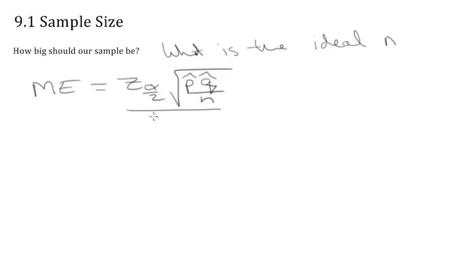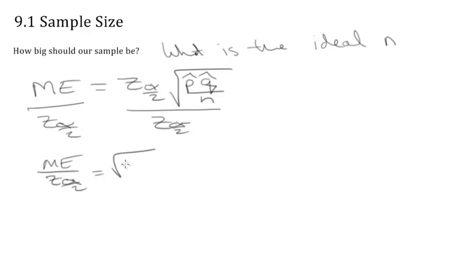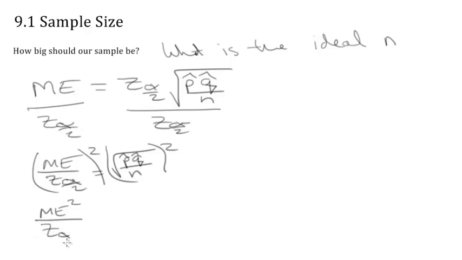What fun. We're going to divide both sides by the critical value. And so this is what we're going to get. The margin of error divided by the critical value is going to be equal to this square root. And now I'm going to square both sides. So I'm going to end up with the margin of error squared. There's a reason why I'm distributing that squaring over the critical value squared.